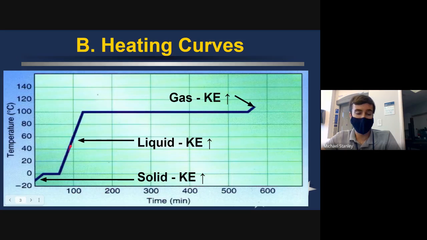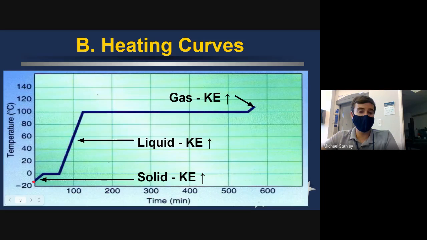In this line going up here, we're a liquid. And in this line over here, we are a gas. So we're staying as a set state, but our temperature, and therefore the kinetic energy of our particles, is going up. So the KE just refers to kinetic energy.